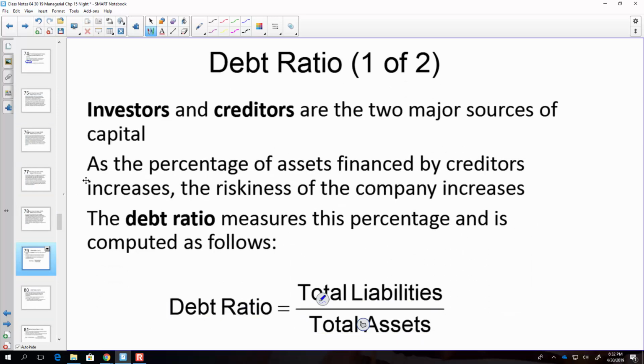The other leverage ratio is our debt ratio. The debt ratio is talked about on page 854.